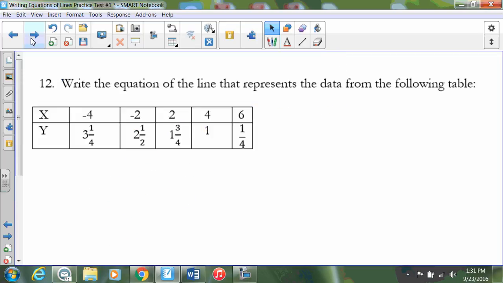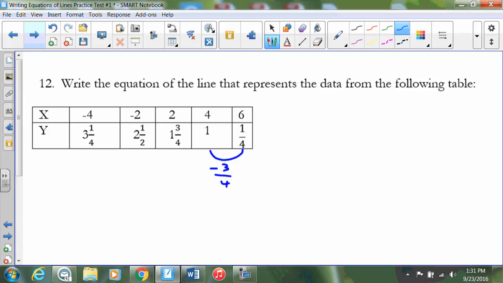Next one, write the equation of the line that represents the data from the following table. Okay, this is a perfect one, but if we're very, very careful, we'll be fine with just doing one set of hoops. So here we go. 1/4 minus 1 is going to give me negative 3/4. And 6 minus 4 is going to give me a 2.